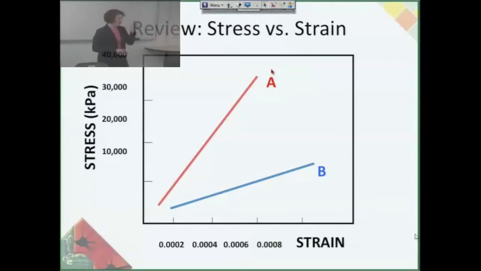So if you have a stress strain curve for material A and a stress strain curve for material B, because it takes more stress to get the same strain for something like material A, that has a higher slope. That is a stiffer material, so that has a higher modulus of elasticity. And if it's a straight line like that, it's elastic, and that means that it can go back to its original shape after applying the force.